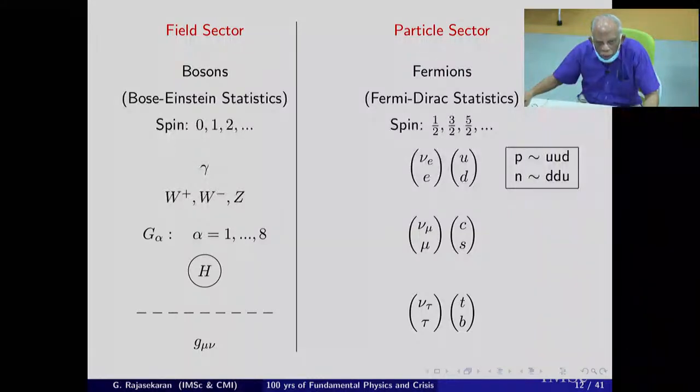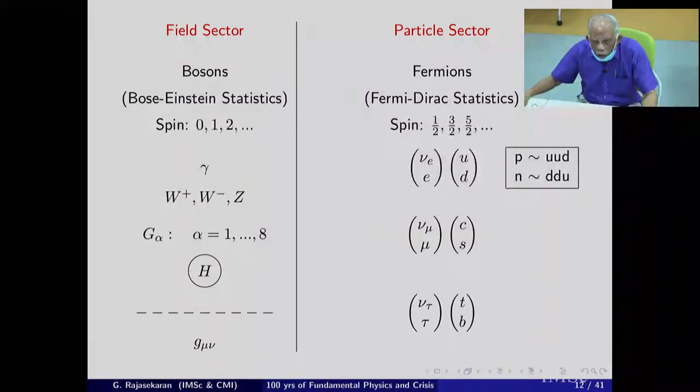Then there is one more particle which I encircled, that is the important Higgs boson, which was discovered only in 2012, and its role is to give masses to W plus, W minus, and Z. I will describe that a little bit later. That is a spin zero object. If we succeed in quantizing gravity, namely the metric field, which is supposed to be the gravitational field in Einstein's theory, its quantum, the graviton, will have spin two. All these are called bosons. Any elementary particle which has spin in integer units of h over 2 pi is called a boson, and it satisfies Bose-Einstein statistics. Let us go to the particle sector.